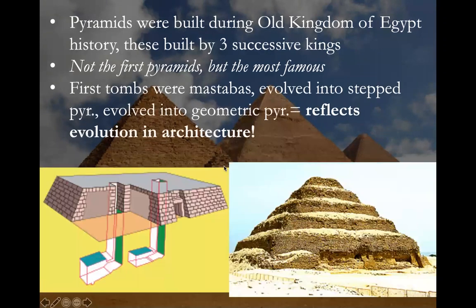These are not the first pyramids and not the only pyramids, but these are the most famous pyramids. And before pyramids were a thing, tombs were mastabas, which is what's on the left, and then the burial chambers were underground. And then mastabas evolved into stepped pyramids, which is on the right. And then that eventually evolved into our geometric pyramid that we now know of, the 4-sided pyramid. And so this whole thing reflects an evolution in architecture.